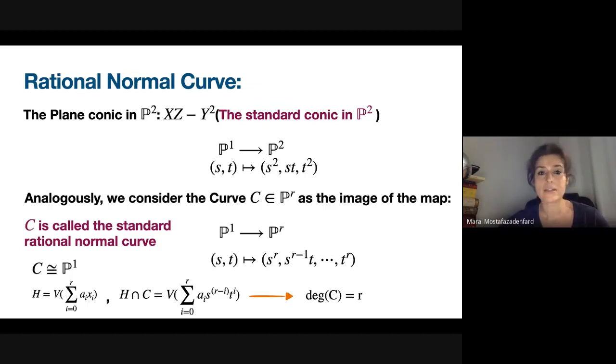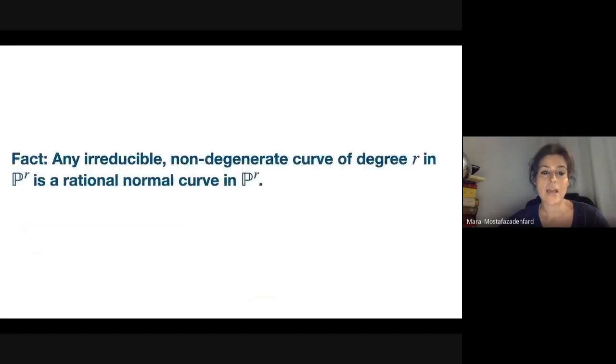I am emphasizing these properties because any irreducible non-degenerate curve of degree r in P^r is a rational normal curve in P^r. Irreducibility and non-degeneracy are not very expensive hypotheses, but as long as you keep the degree equal to the dimension of the projective space, you are actually working with a rational normal curve up to a linear transformation.